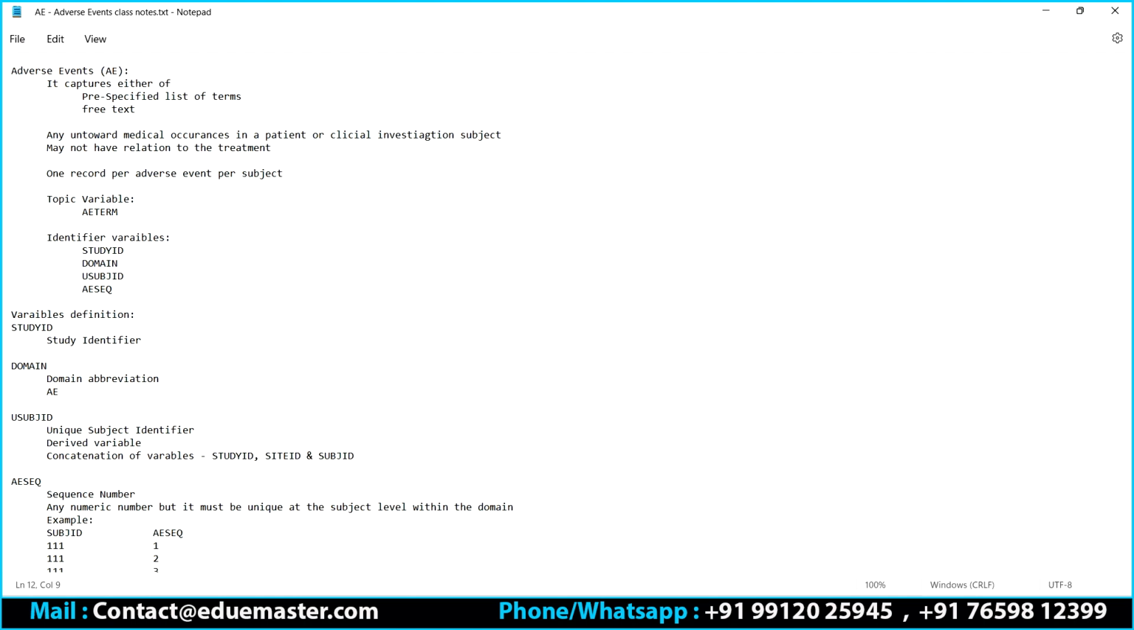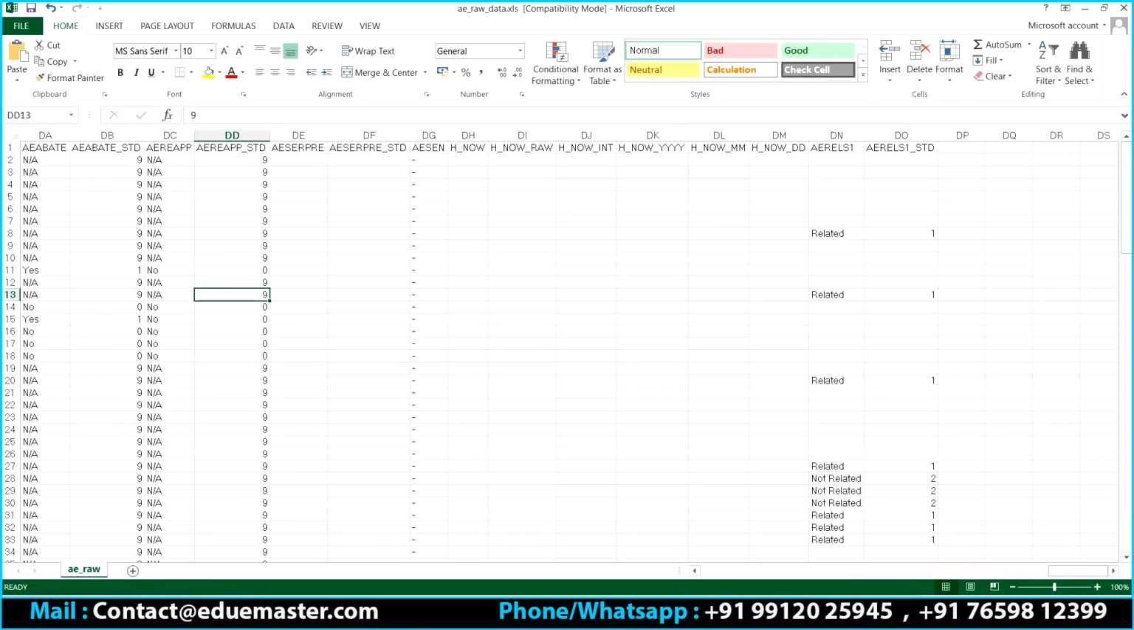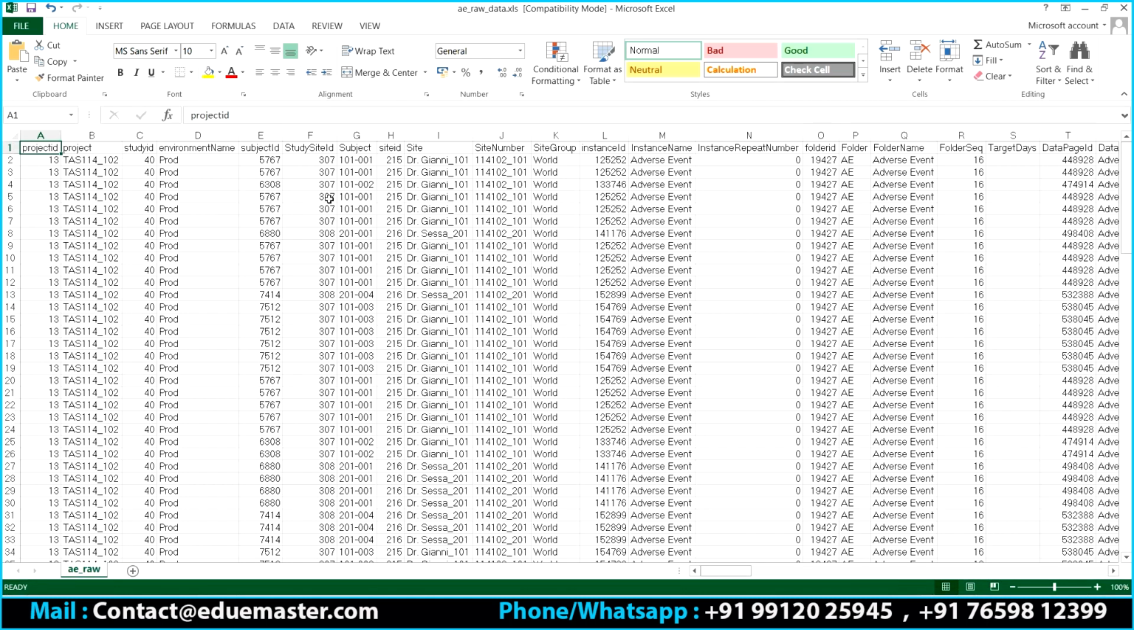Then, what is the nature of this particular dataset? It consists of one record per adverse event per subject. I mean to say, for each subject, we are going to have a different set of adverse events. Let me show you some raw data as well for your reference. This is going to be a raw reference. Can you see this?